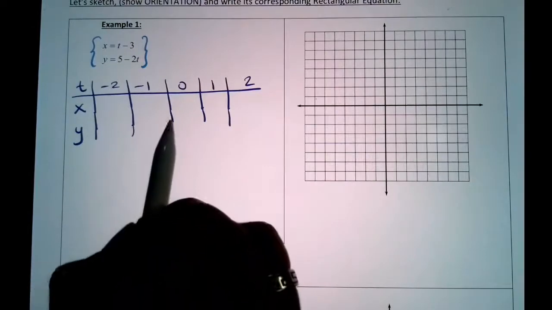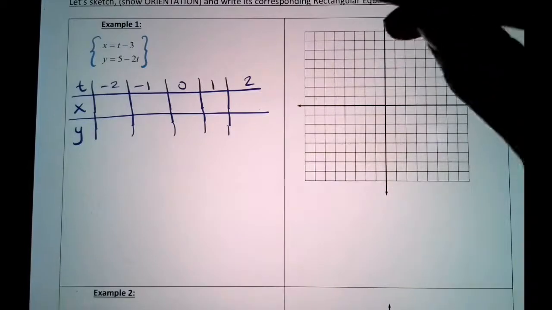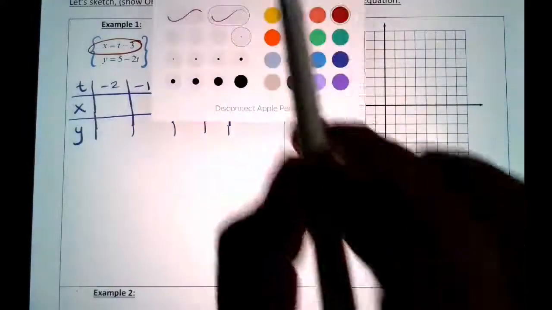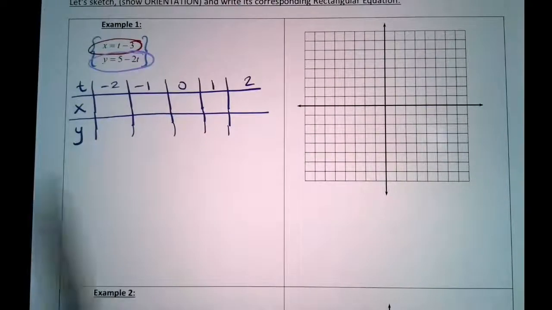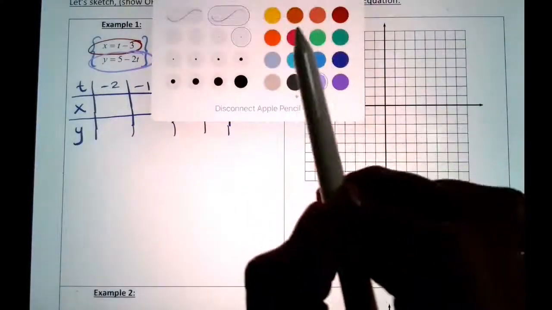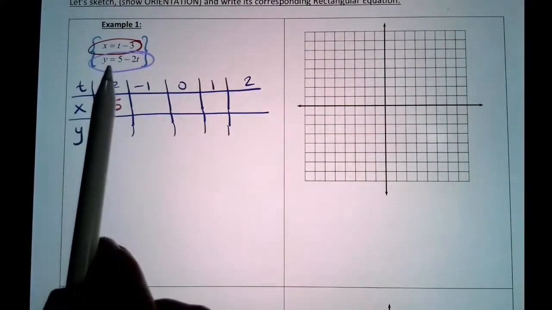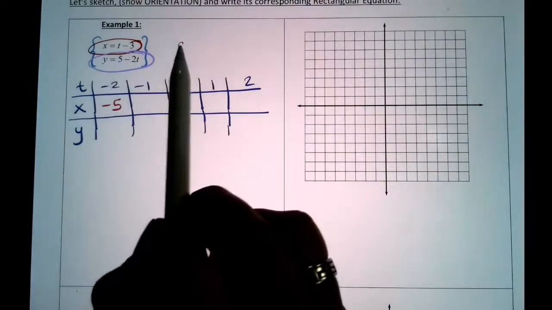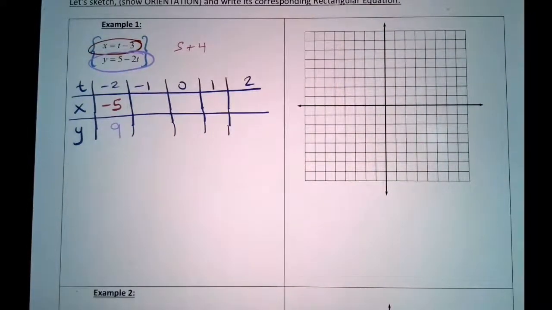All right, so I'll make my little table here. It doesn't look so great, but that's okay. I'm going to plug into each one. Let's color code a little bit just to make it nicer. Here's my x equation, and maybe change this one, let's do our y equation. So you know what you're plugging into. If t is -2, then x is going to be -2 minus 3, which is -5. And if t is -2, then y is 5 minus 2 times -2. Well, that's 5 plus 4, so that would be 9. So that means when t is -2, I have an ordered pair of -5, 9.